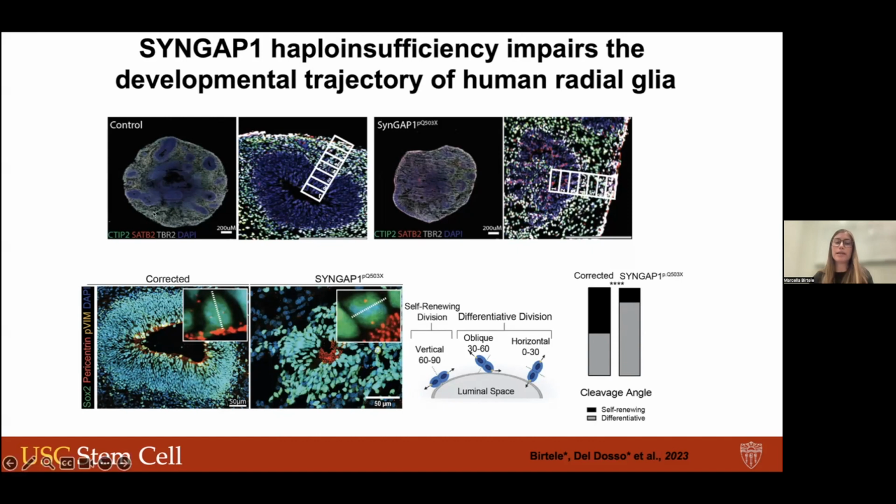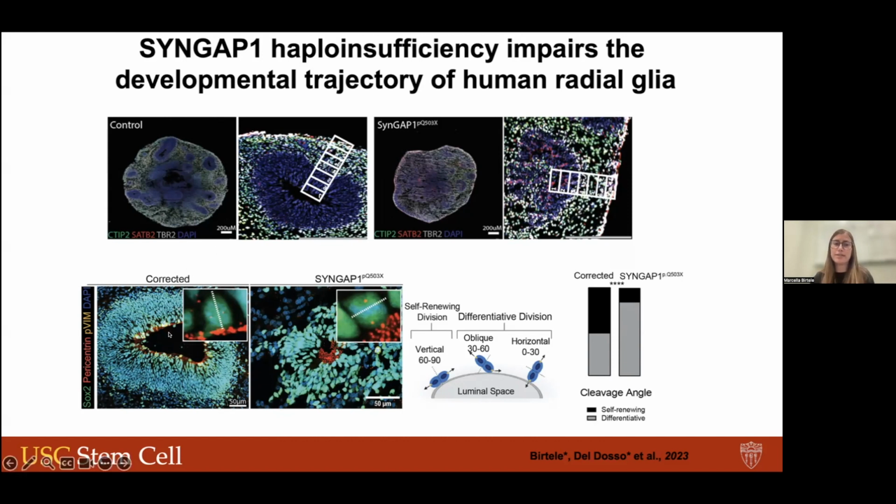Here in the upper panel, you see a 2-month-old organoid where we labeled deep layer and upper layer neurons together with intermediate progenitors. What we normally see in organoids, outside of the ventricular zone, is a pseudo-layering of these neurons. However, when we look at the SYNGAP patient-derived organoids, you can really appreciate that this organization was completely lost, with the presence of neurons already within the progenitor zone, so within the ventricle.